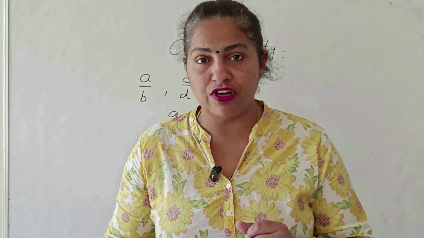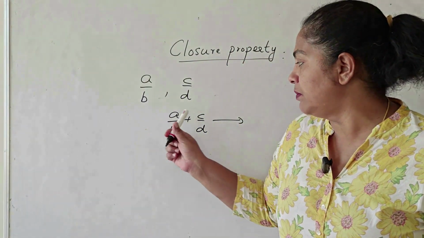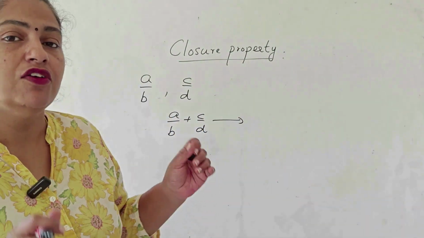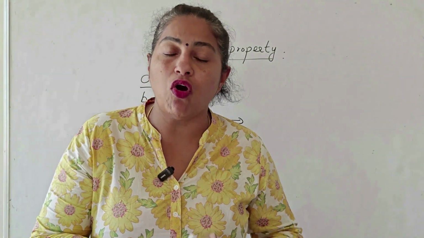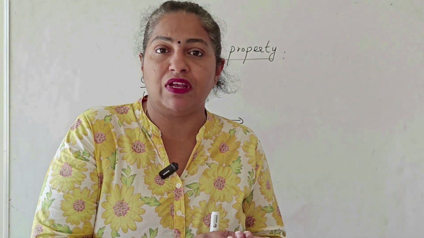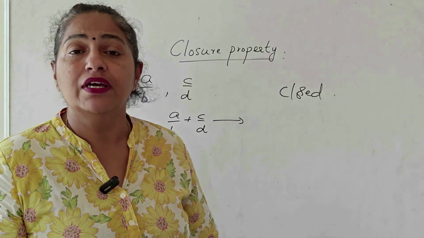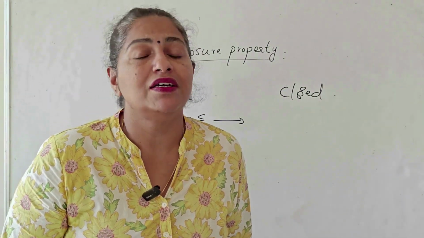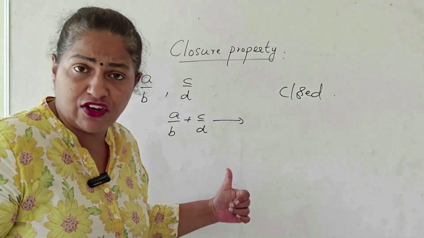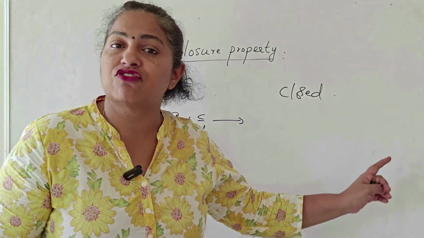If we have two rational numbers represented as a by b and c by d and we are adding them, a by b plus c by d, that also will give us a rational number. So, addition of two rational numbers will always give us a rational number. So, we can say that the addition of rational numbers is closed, or the rational numbers are closed under addition. That is another way of saying it. So basically it means that whenever you are adding two rational numbers, or more than two rational numbers for that matter, we always get another rational number.